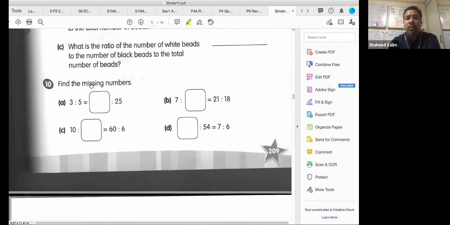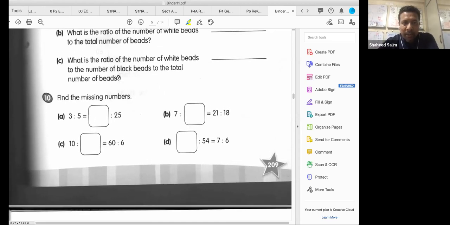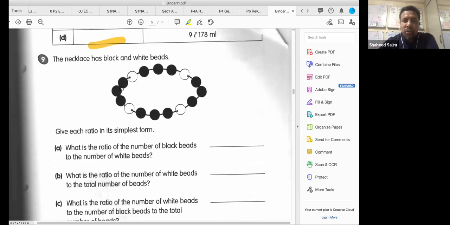This one now they ask you to find the missing numbers. So you try. This is called equivalent fraction. You see, you know what this is? This is the same as what? Okay, I show you this now.